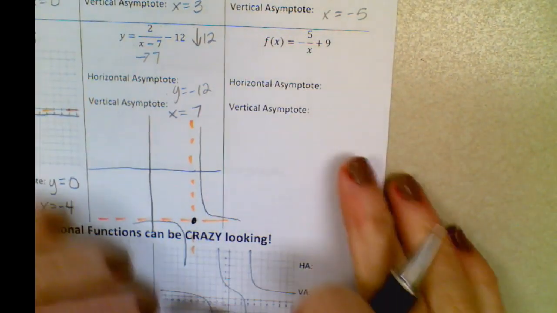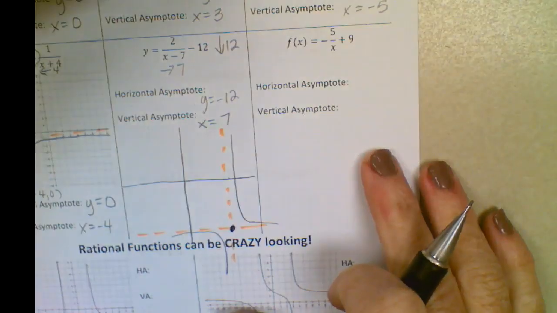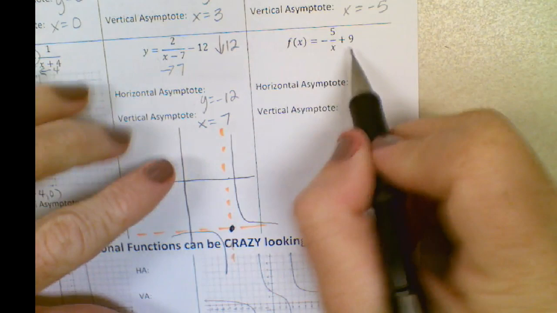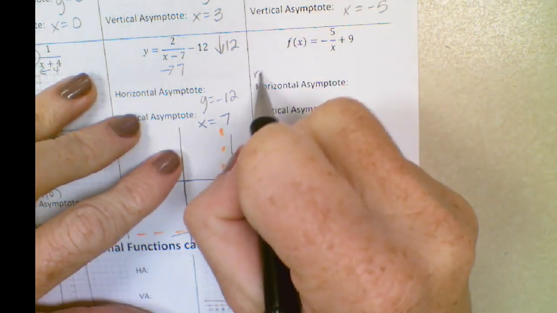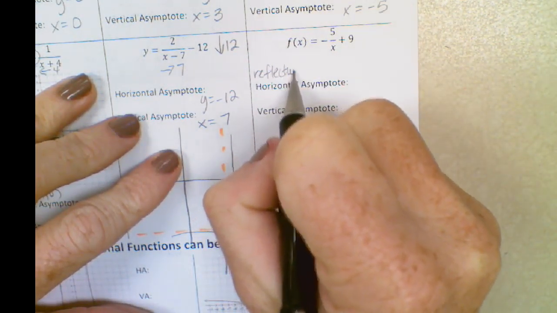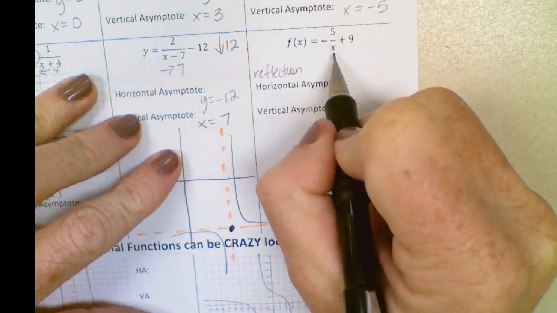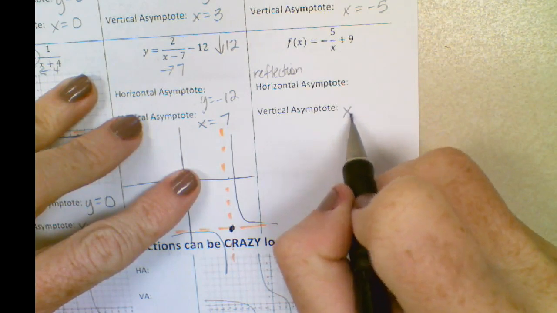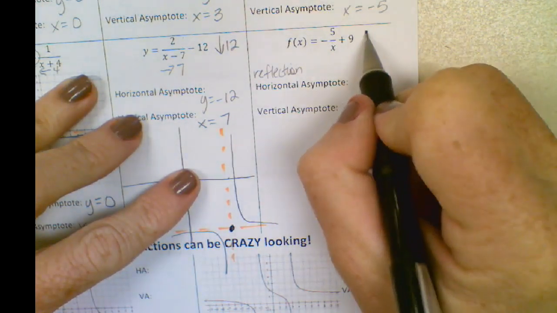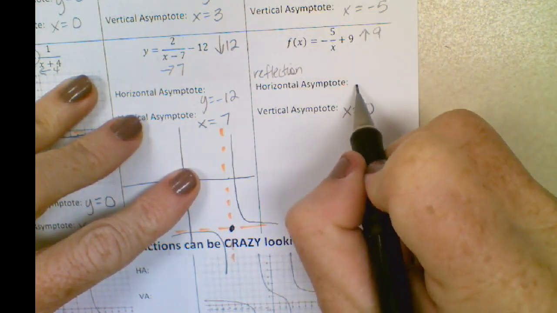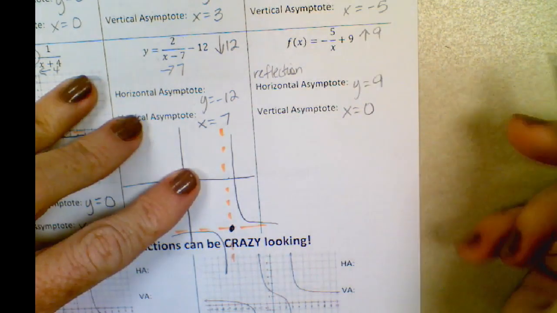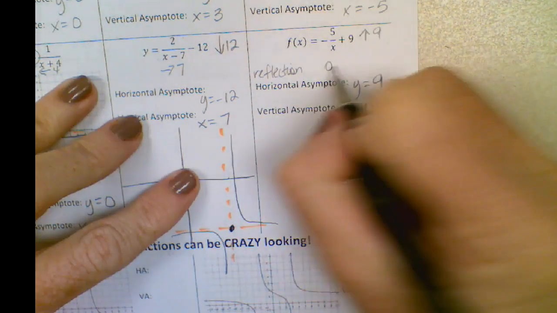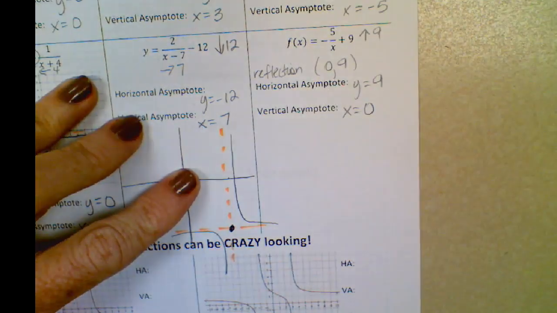And finally, negative 5 over x plus 9. So let's think about what we've got going on here. I know I've got a reflection. My denominator is not shifting at all, so my vertical asymptote is just going to be at x equals 0. But it is shifting up 9. So my horizontal asymptote is going to be at y equals 9. So my new middle point will be at 0, 9.